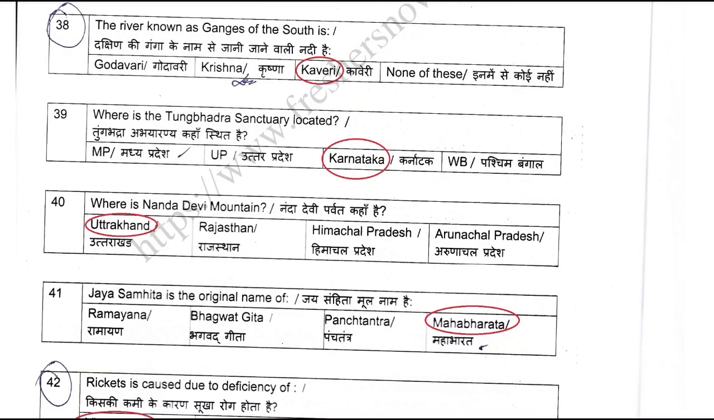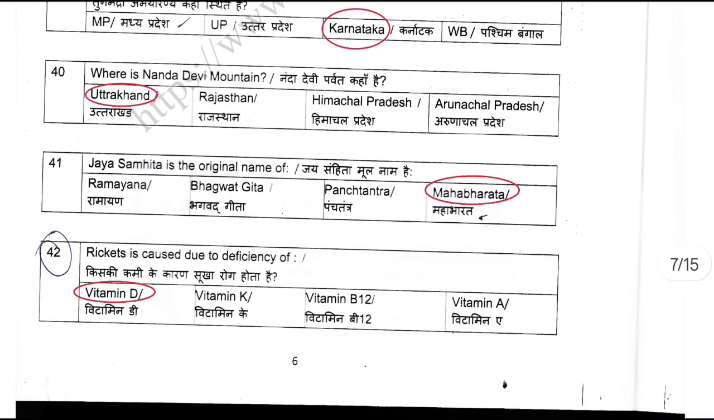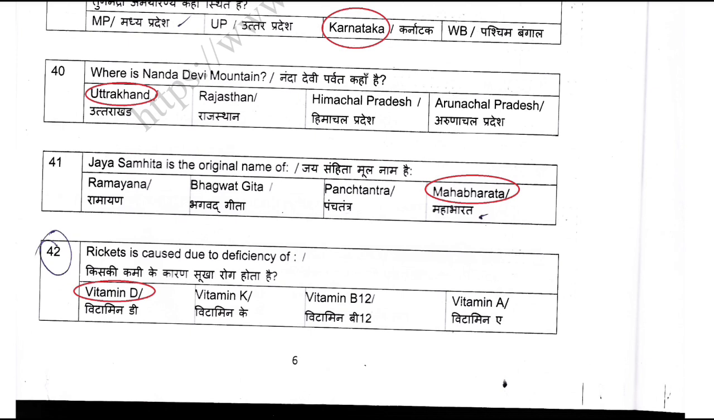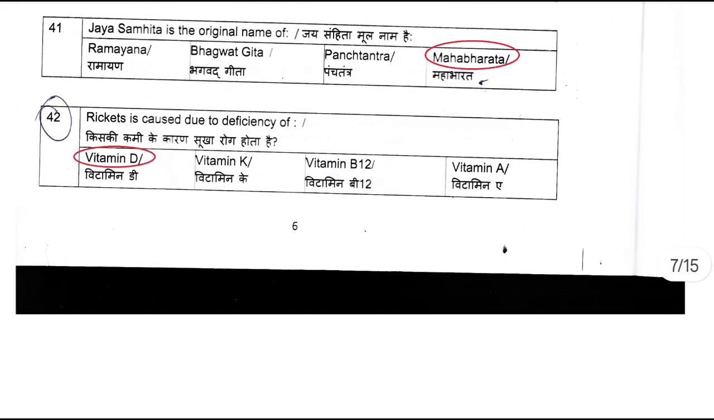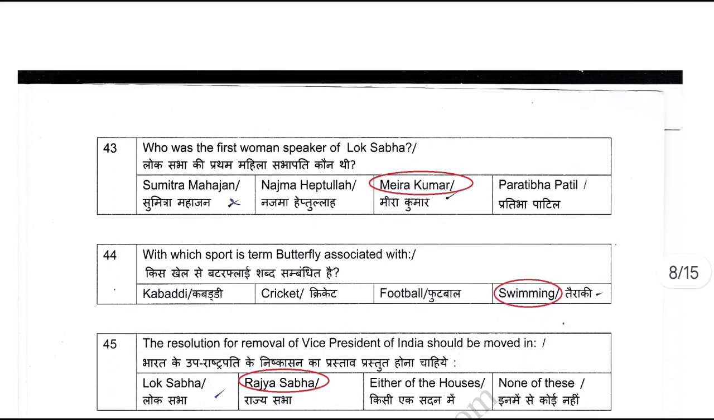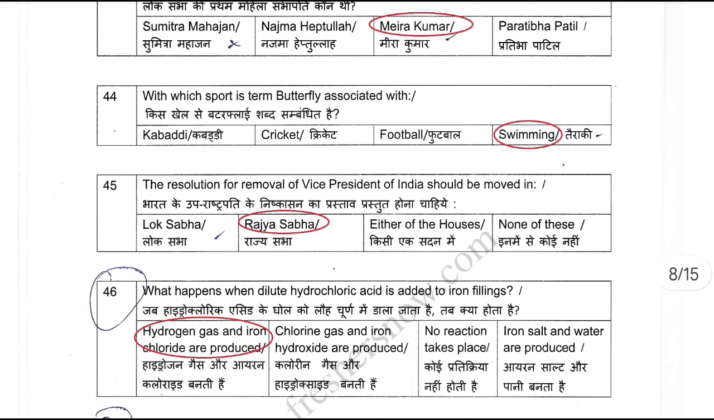Where is the Tungabhadra sanctuary located? Karnataka. Where is Nanda Devi mountain? Uttarakhand. Jaya Samhita is the original name of Mahabharata. Rickets is caused due to deficiency of vitamin D. Who was the first woman speaker of Lok Sabha? Meera Kumar. Which sport is the butterfly associated with? Swimming.